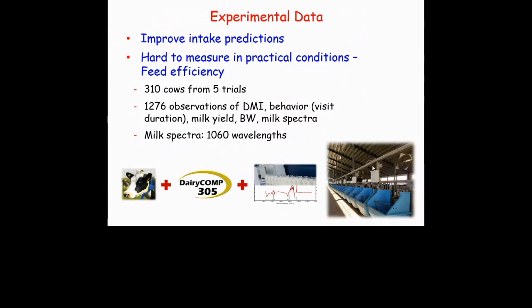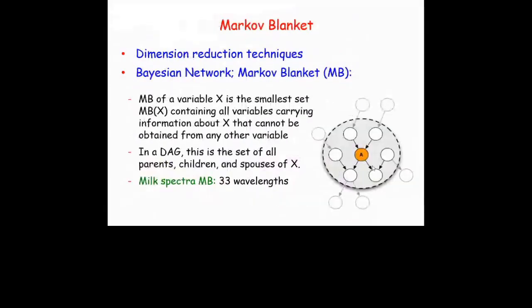But we had 300 cows. This was performed here at the University of Wisconsin, so we have this electronic gate, so we know exactly how much each animal ate. And then we had the milk samples from those cows. And then we had a strategy of data dimension reduction. And then we compared different models.